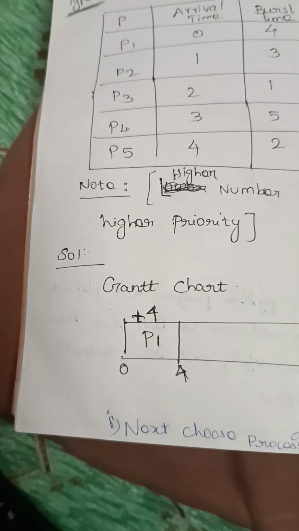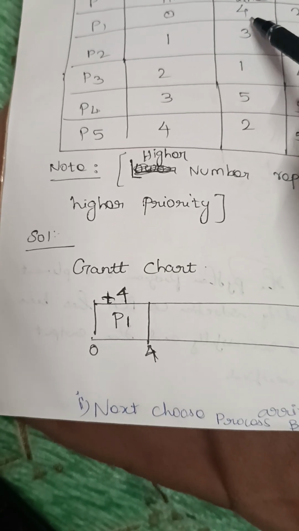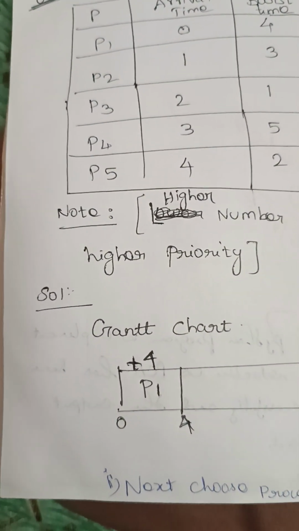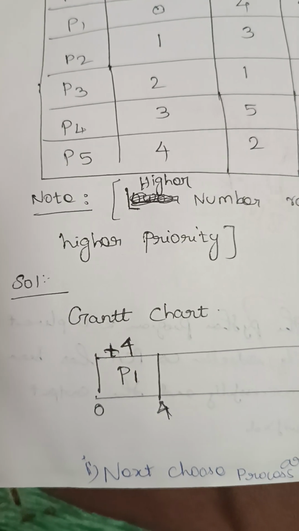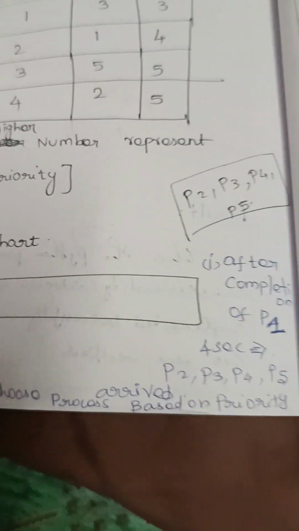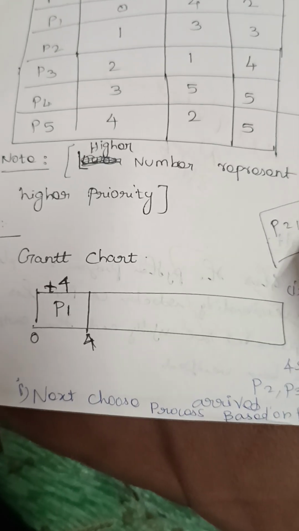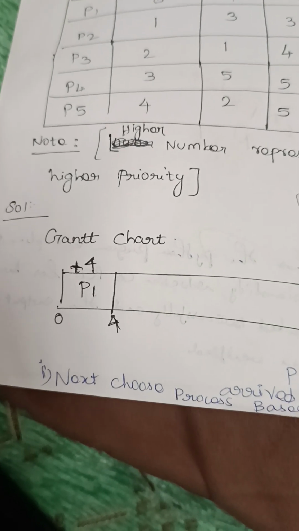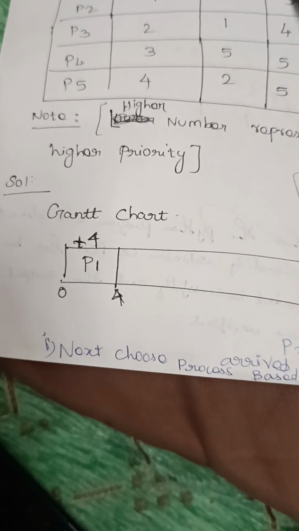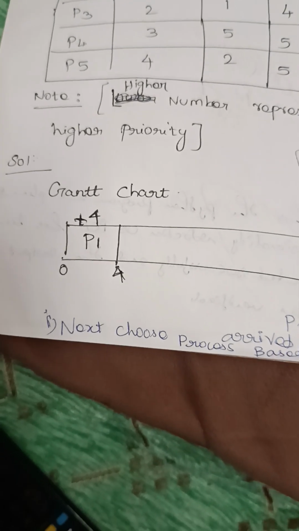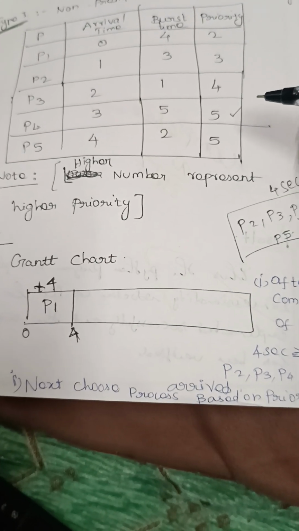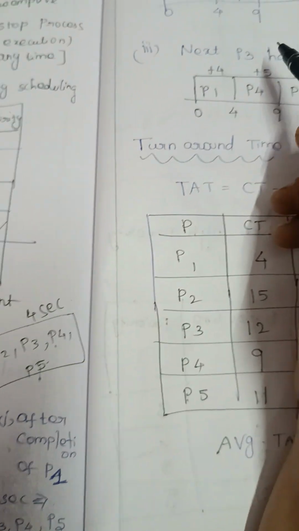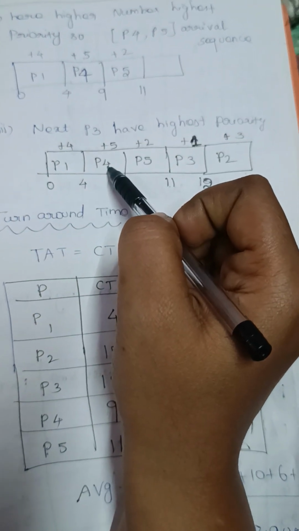Next, after the P1 completion, at 4 second P2 and P3 and P4 and P5, these 4 processes arrived at 4 second. So we choose the process based on the priority. So after P1, P4 is having the higher priority. So we choose P4 as the second process.